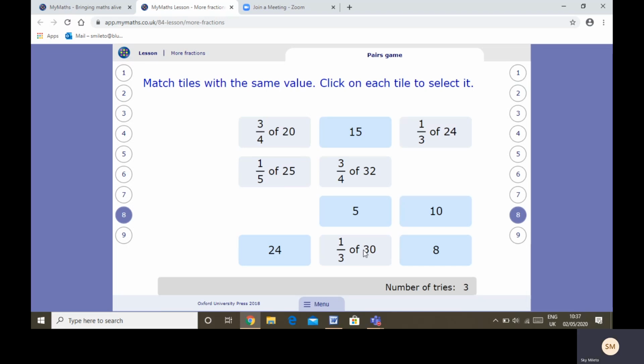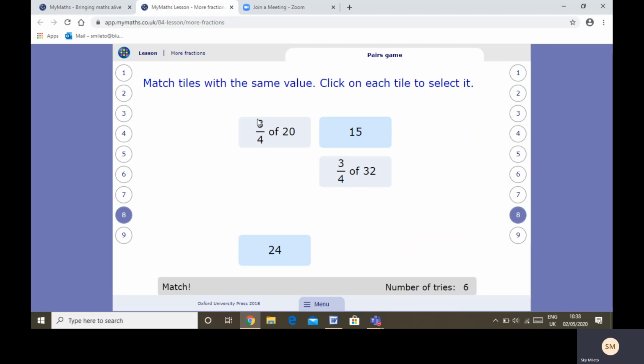Let's have a look at this one. 30 divided by 3 would be 10. Therefore, 1/3 of 30 is 10. Now, I'm getting to the more tricky ones now, but I've got less answers to think about. So this one I'm going to go for next. 1/5 of 25. That'll be 25 divided by 5, which is 5. So 1/5 of 25 is 5. 1/3 of 24. 24 divided by 3 is 8. So 1/3 of 24 is 8.